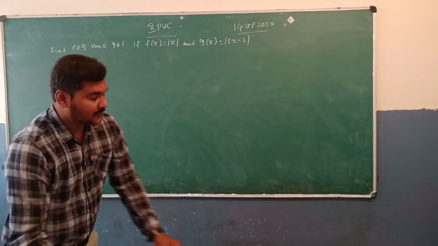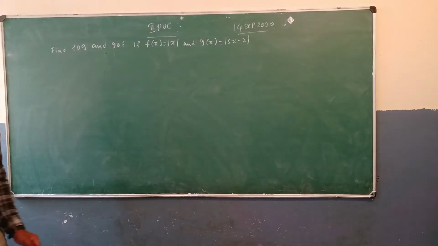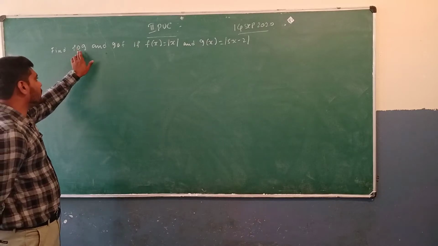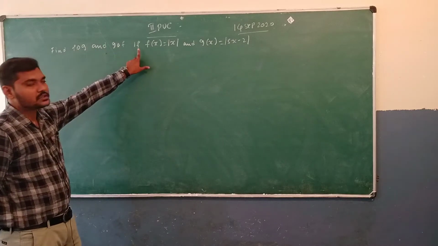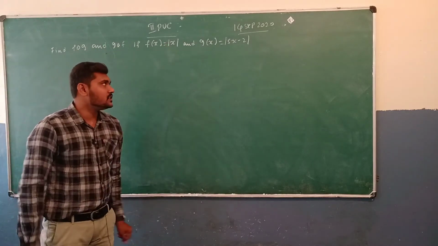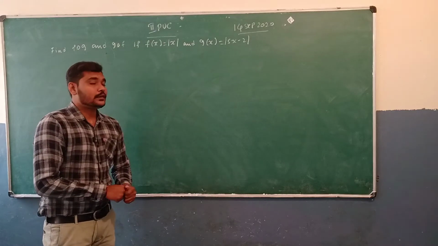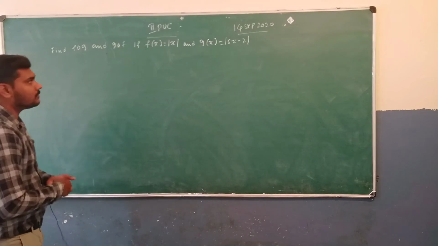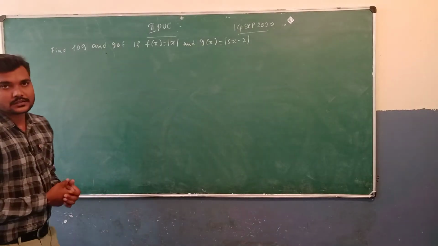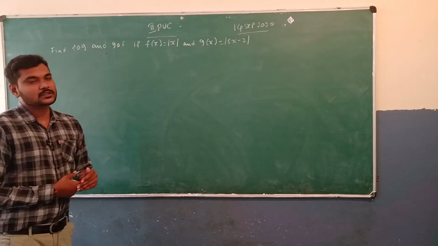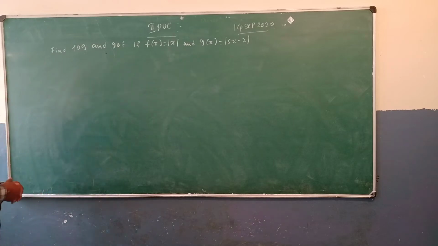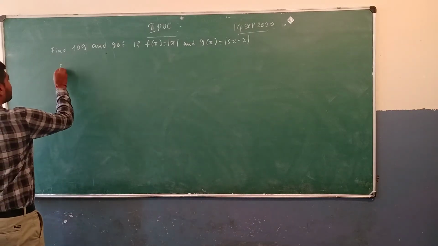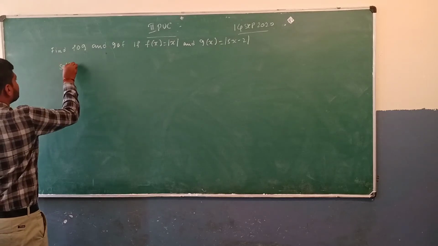So make an observation here. This is the problem related to the composition of functions. We need to find fog and gof, and we have been given the function f of x is equal to mod x and g of x is equal to mod of 5x minus 2. It is related to the previous problem which we have done, where f of x is equal to x cube. Here they have given modulus functions. So to find fog, again we have the solution.